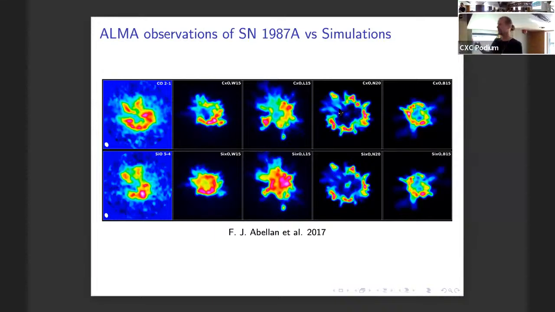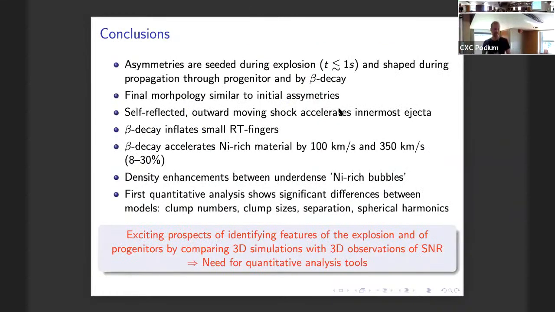But of course, this is a very qualitative approach to compare the 3D data and the 3D observations. The next step, which I think is very necessary at this point, is that we need to understand this in a more quantitative way. And this is something we need to address in the near future.